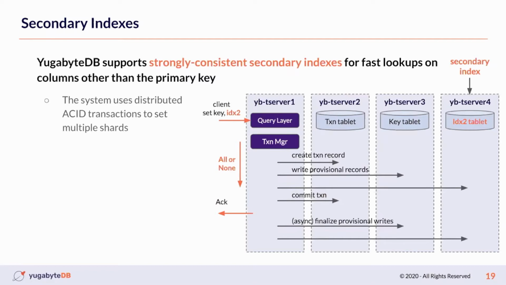In the case of a pre-existing row, when you update a table with an index, it would result in updating the primary table value with a provisional write, and then deleting and inserting a new value for the index table as provisional writes, and finally finalizing all of those as a part of a two-phase commit.